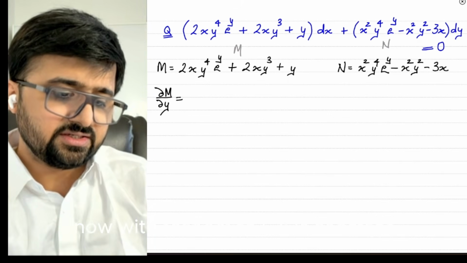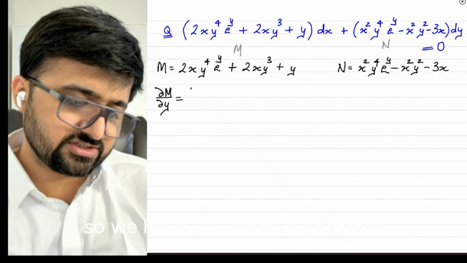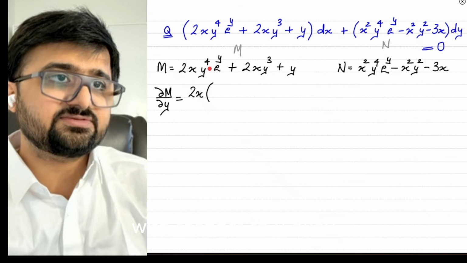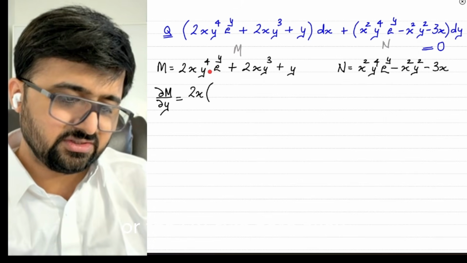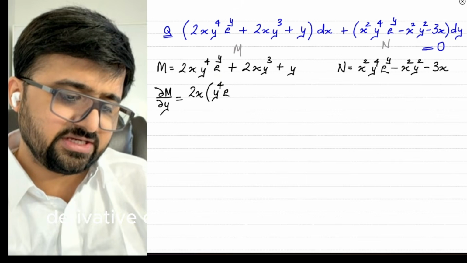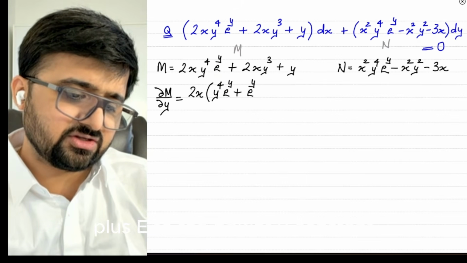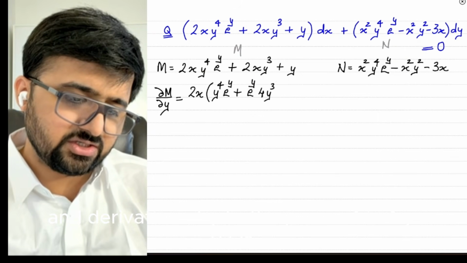Now with respect to y, x is constant. So we have 2x, which is constant. Now we have to take the derivative of this with respect to y, so we'll have to apply the product rule, the UV rule here. We have y^4 constant, the derivative of e^y is e^y, plus e^y constant, and the derivative of y^4 is 4y^3.